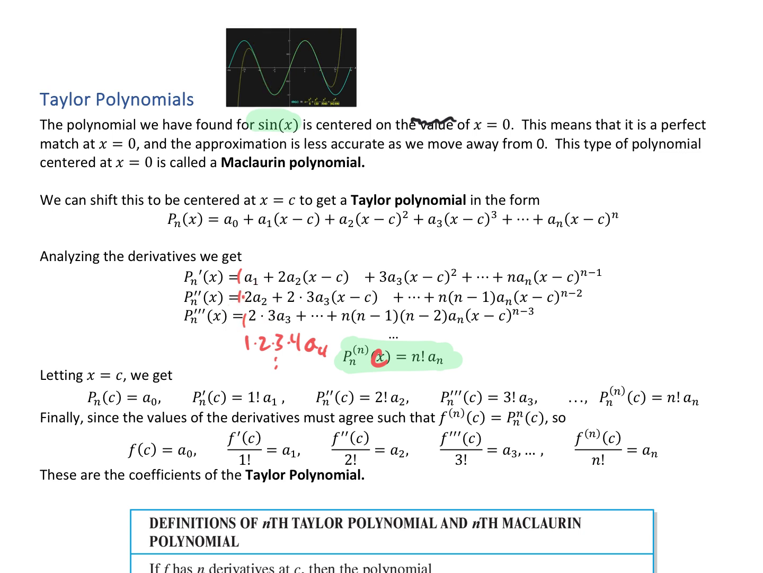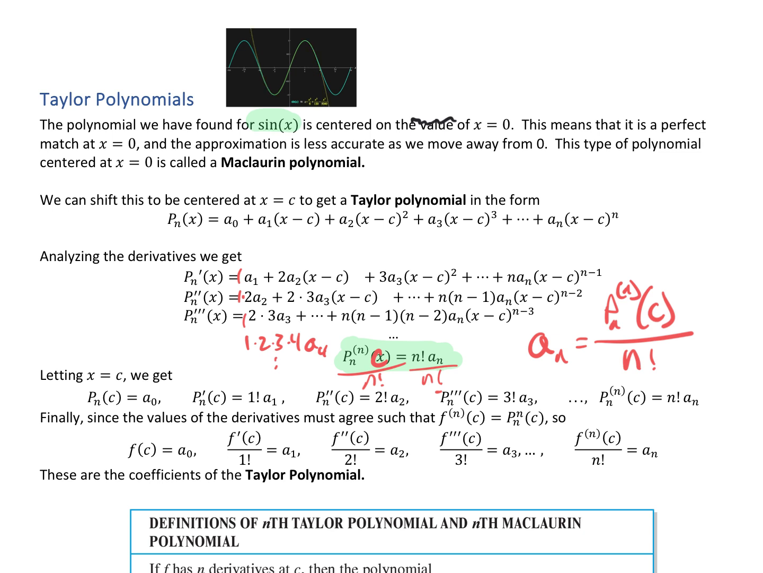And all that's left over is that constant term. Okay, so the nth derivative of p sub n evaluated at c is n factorial times a sub n. So if I want to find a sub n, all I need to do is divide by n factorial. And now this tells us how we can find each of the terms. So this tells us a sub n is equal to the nth derivative of p evaluated at c, all over n factorial.